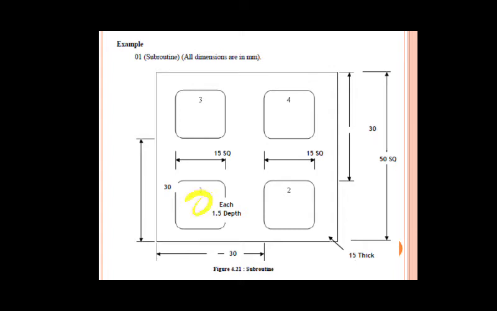As you can see, first, second, third, fourth. Whenever your tool comes over here, you are supposed to call the subroutine, that is, the program which is already made for this pocket. By calling that program, your first pocket will become ready.